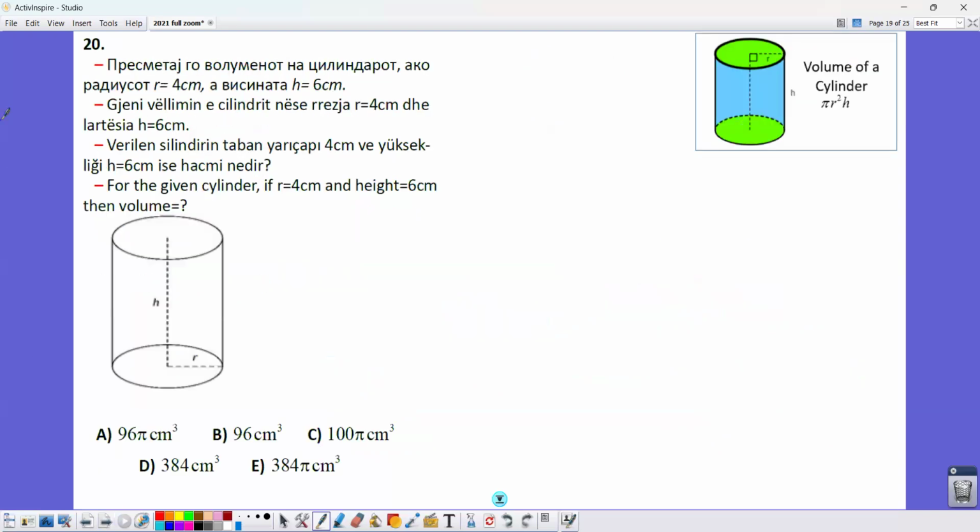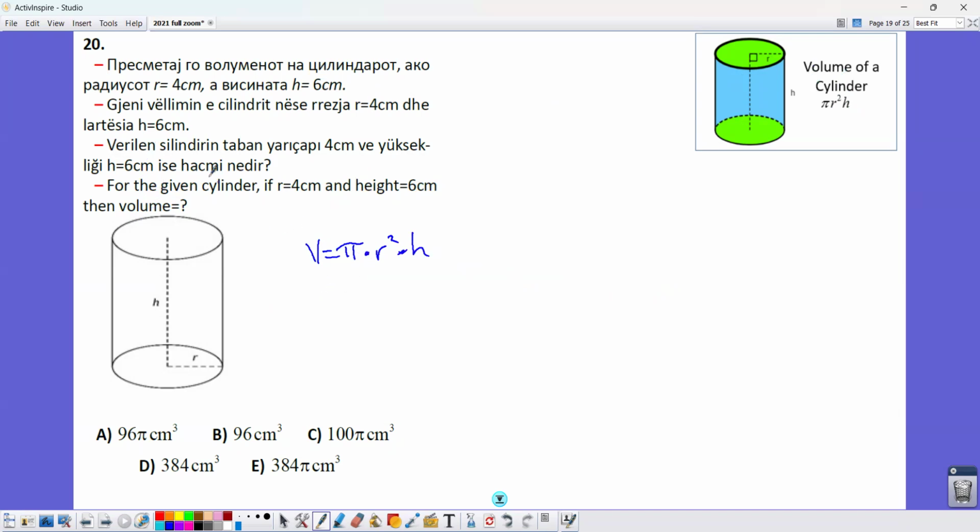I will continue with the 20th one. Here, for the given cylinder, if radius R is 4 centimeters and height is 6 centimeters, then find the volume. Also here we need to know the formula for the volume of a cylinder, which is pi times R squared times H. So we are coming to our question: volume is pi times R squared times H.